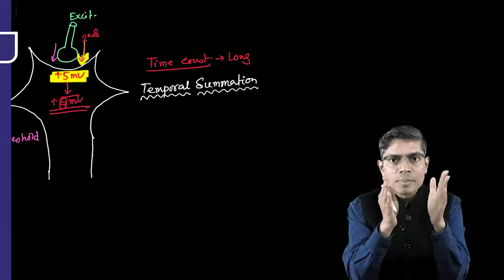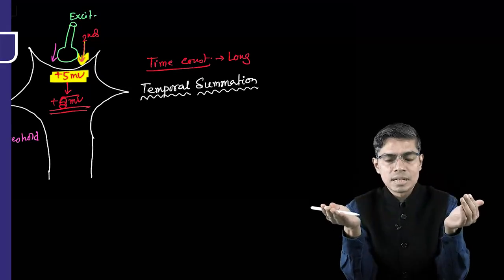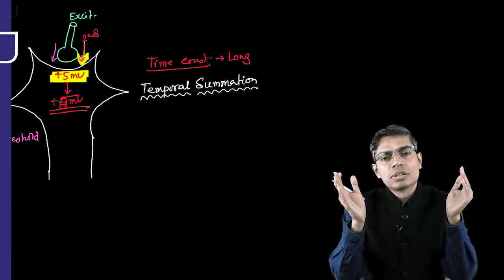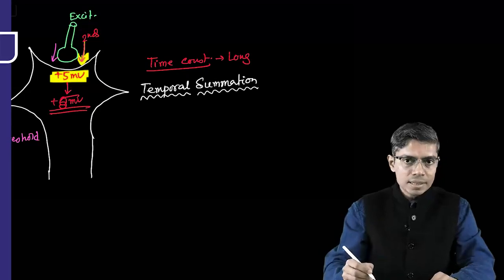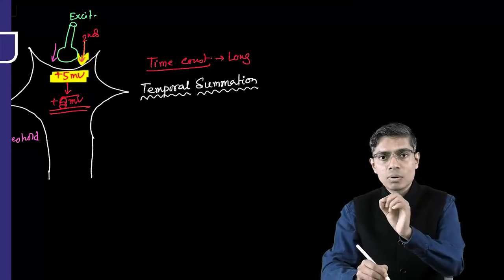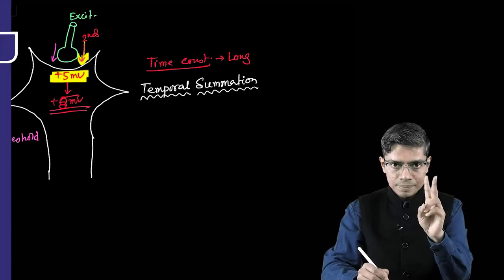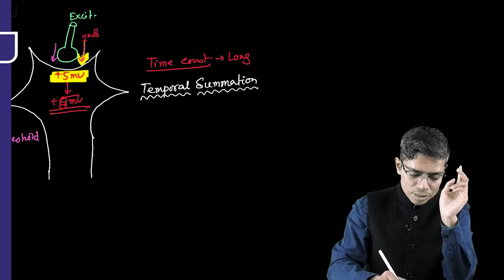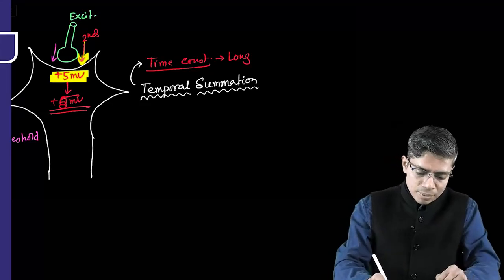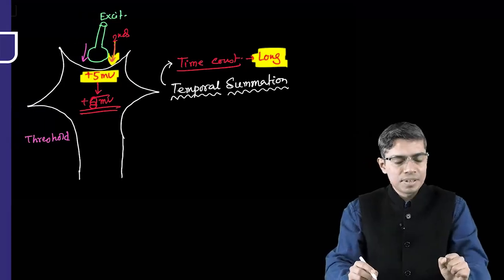These two stimuli are merging with one another over time because of the long time constant. If the time constant is very, very short, then these two stimuli are not going to add up. That's why the basic concept of temporal summation is summation occurring over time. Two stimuli are summated over time if the time constant is very, very long. So please note down that for temporal summation, the time constant should be very, very long, right?